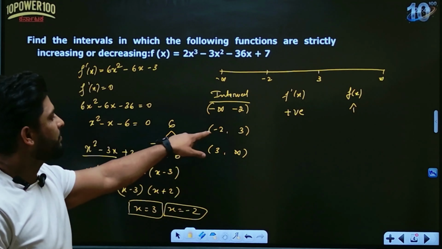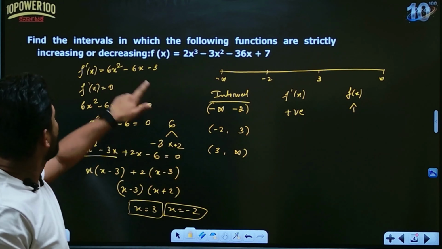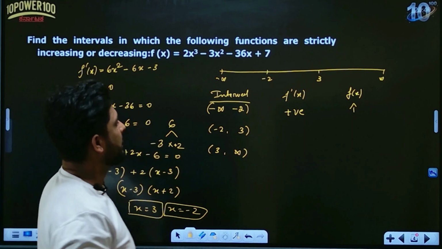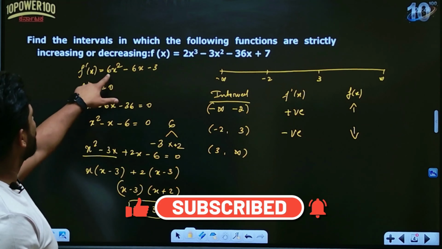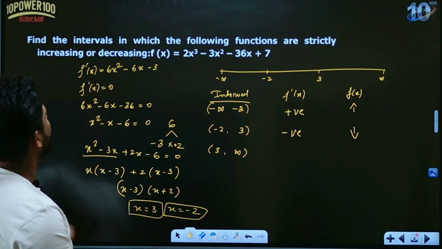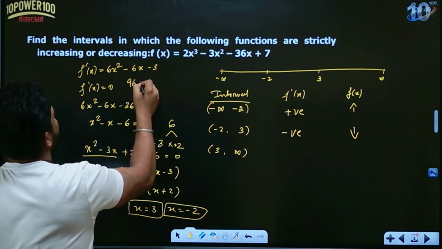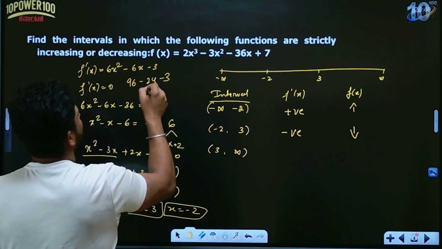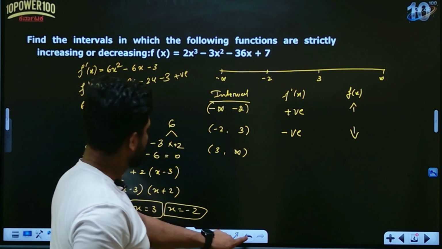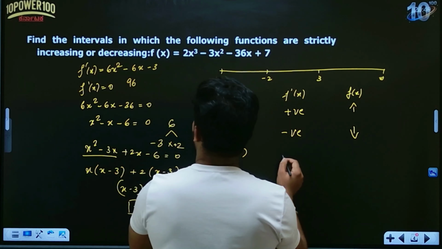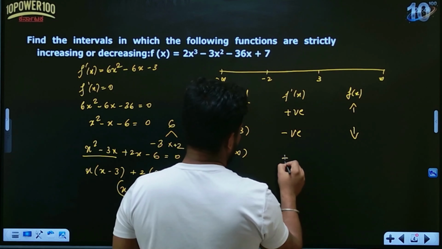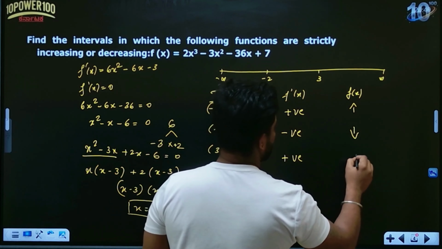Okay, next, minus 2 to 3, let's take 0. If you take 0, we get minus 3, so this is negative. So this is decreasing. And 3 to infinity, let's take 4. 16, 6 4s are 24 minus 3. So it is positive, so there's nothing to worry. So that means this is increasing.